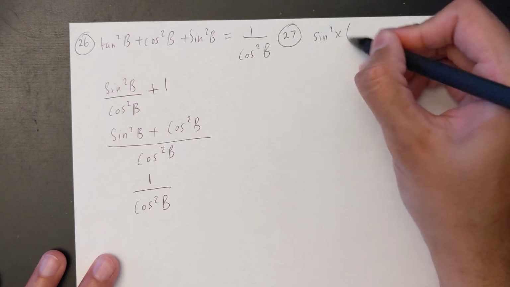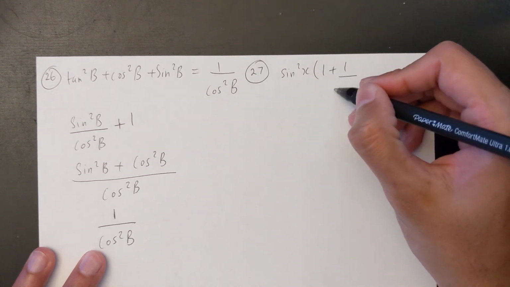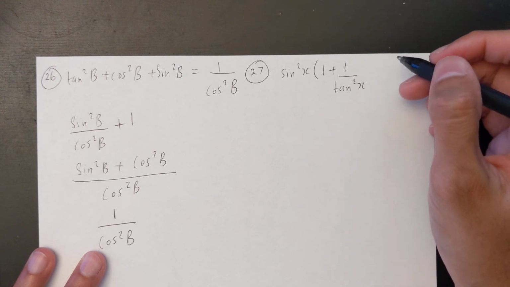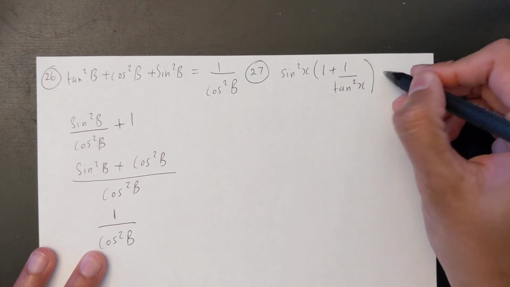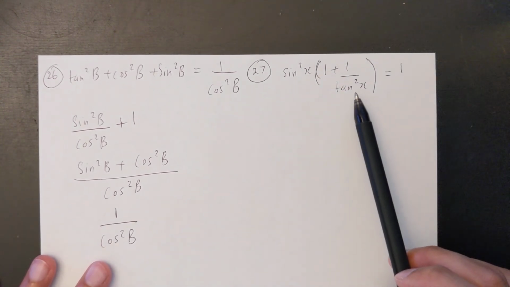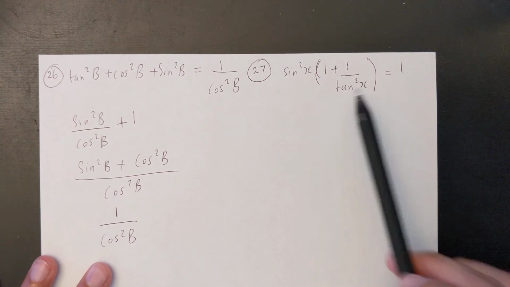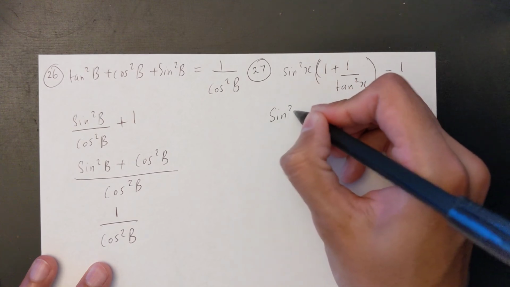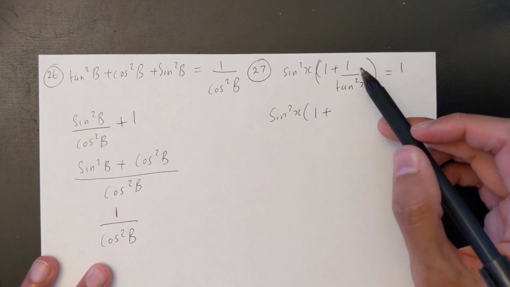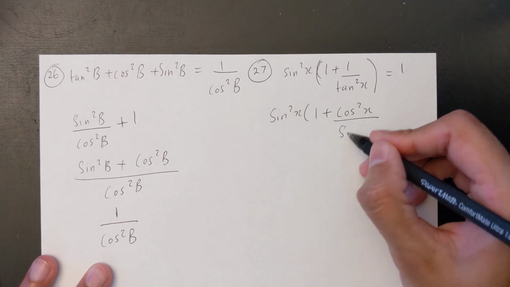Sine square x times 1 plus 1 over tan square x equals 1. Okay, so on this question, what I want to do is first convert my tan square. So I'll show you how I do that. If tan square is sine over cos, 1 over tan square is just cos over sine. It's the opposite because it's a reciprocal.